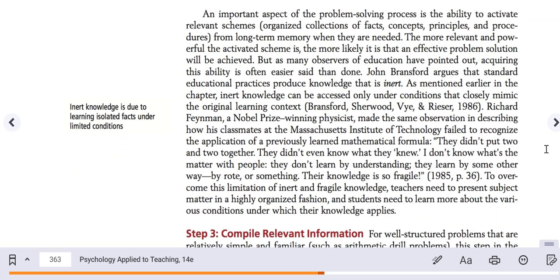To overcome this limitation of inert and fragile knowledge, teachers need to present subject matter in a highly organized fashion, and students need to learn more about the various conditions under which their knowledge applies.